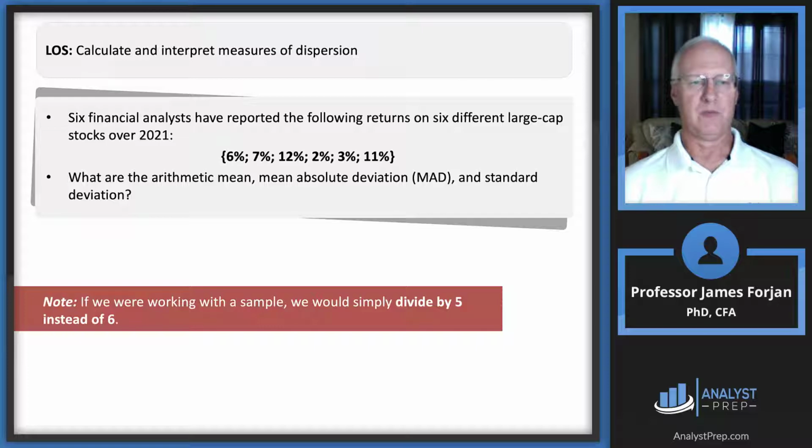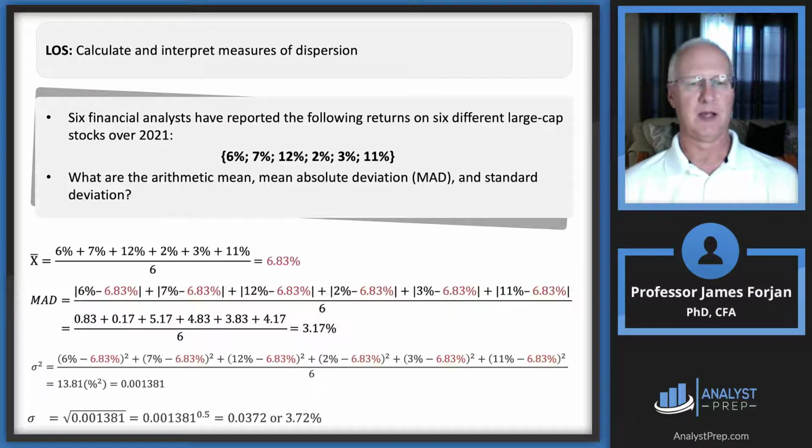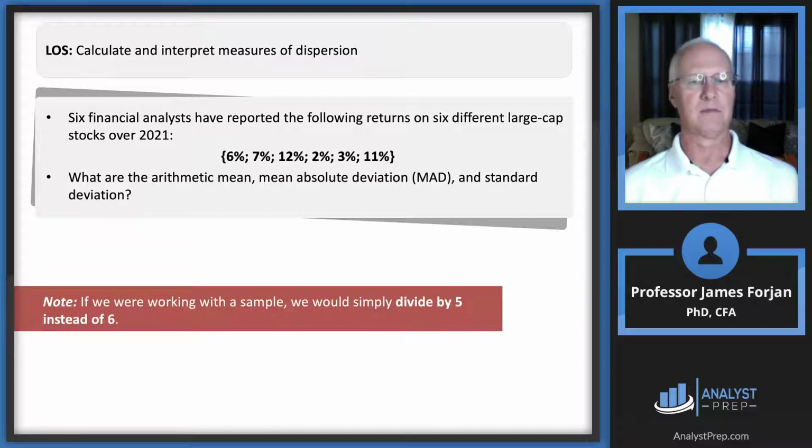And here's a good note. If we were working with a sample, we would have divided by 5. Here, let me go back here. Divided by 5 in that population standard deviation. We divided by 6 because it was the population. If somehow we were given in the question stem that this was a sample, then we would have divided by 5.